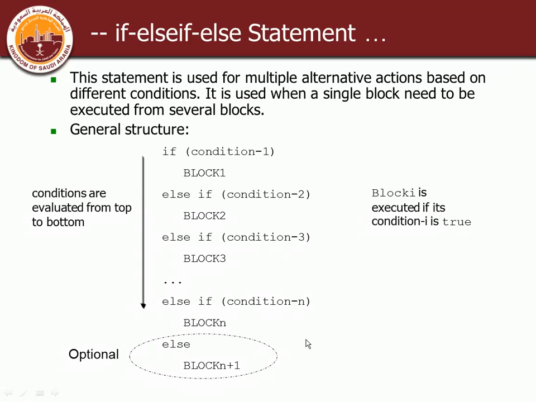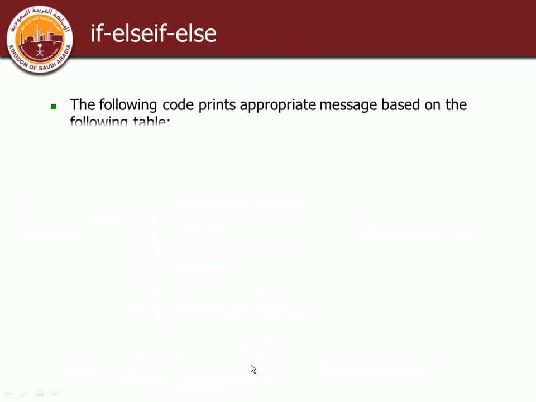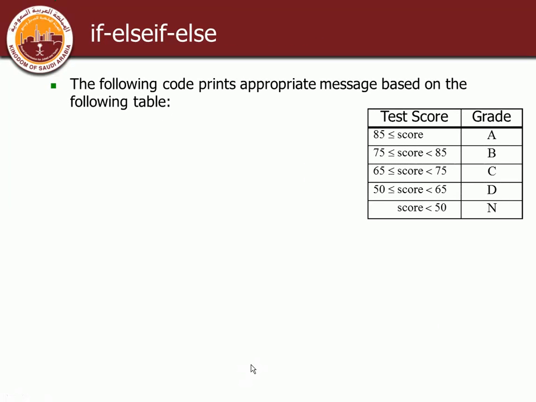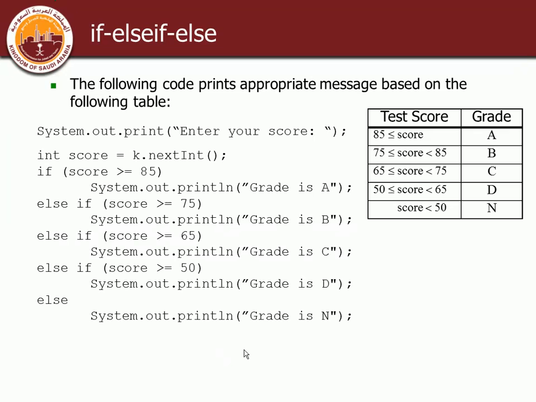So this else is optional, as we said, and it is going to be executed only if everything is false. For example, this is the type of code that will show this result. This is going to be displaying the score. So for example, we ask the user to type the score, and based on this table we're going to display either A, B, C, D or N.